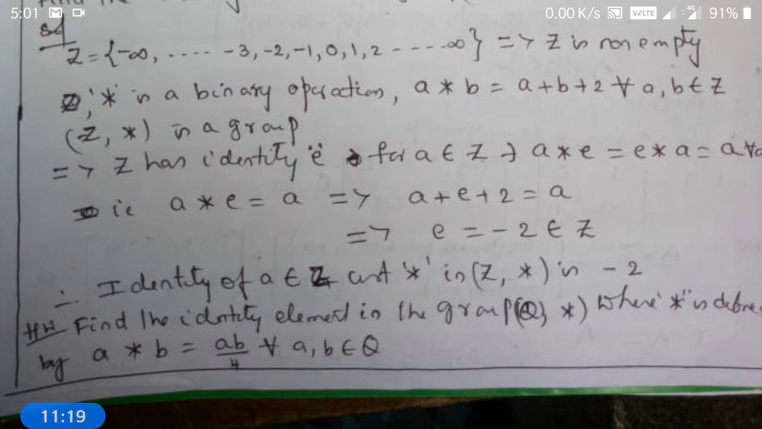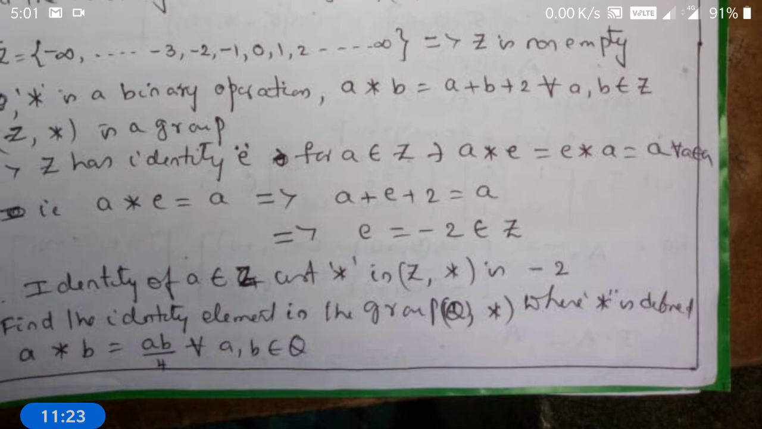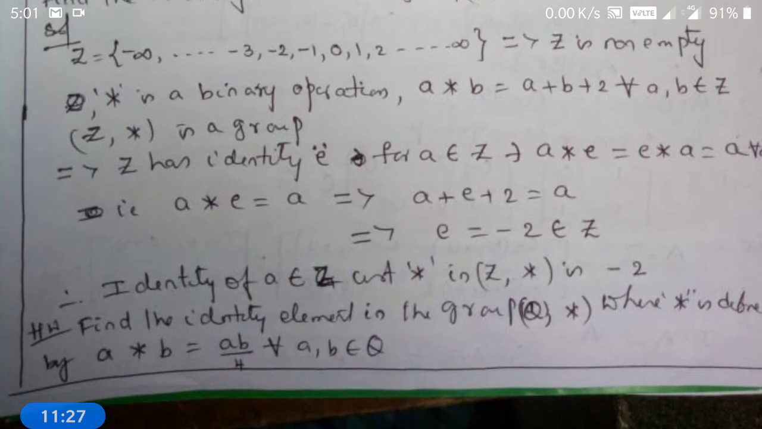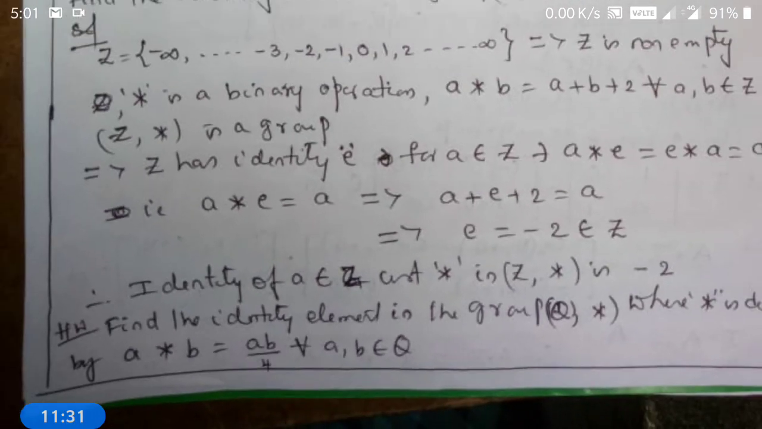Therefore, homework problem. Find the identity element in the group (Q, *), where star is defined by A * B is equal to AB/4 for all A, B belonging to Q. Only the identity element is to be computed. So, the identity element can be computed using the same approach as this problem. Thank you.